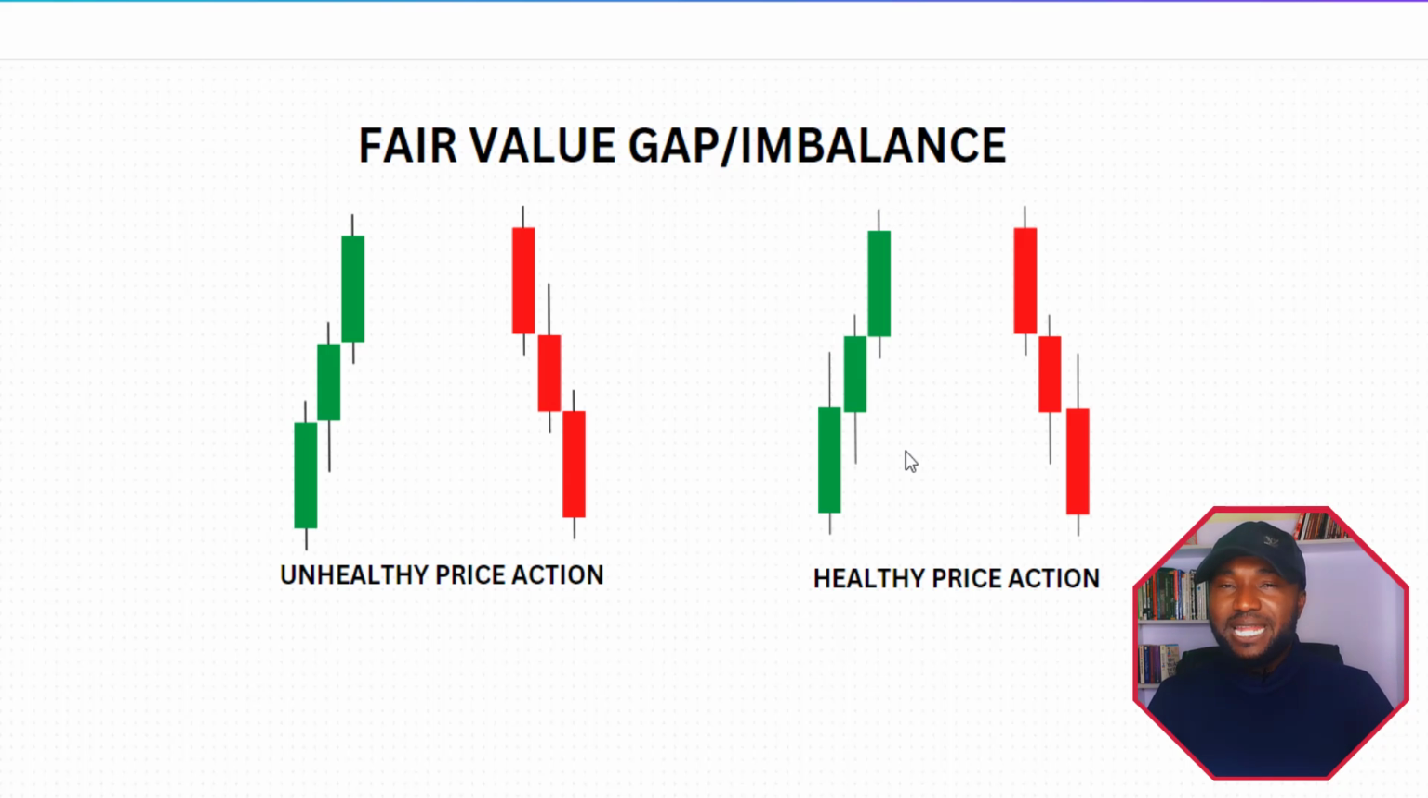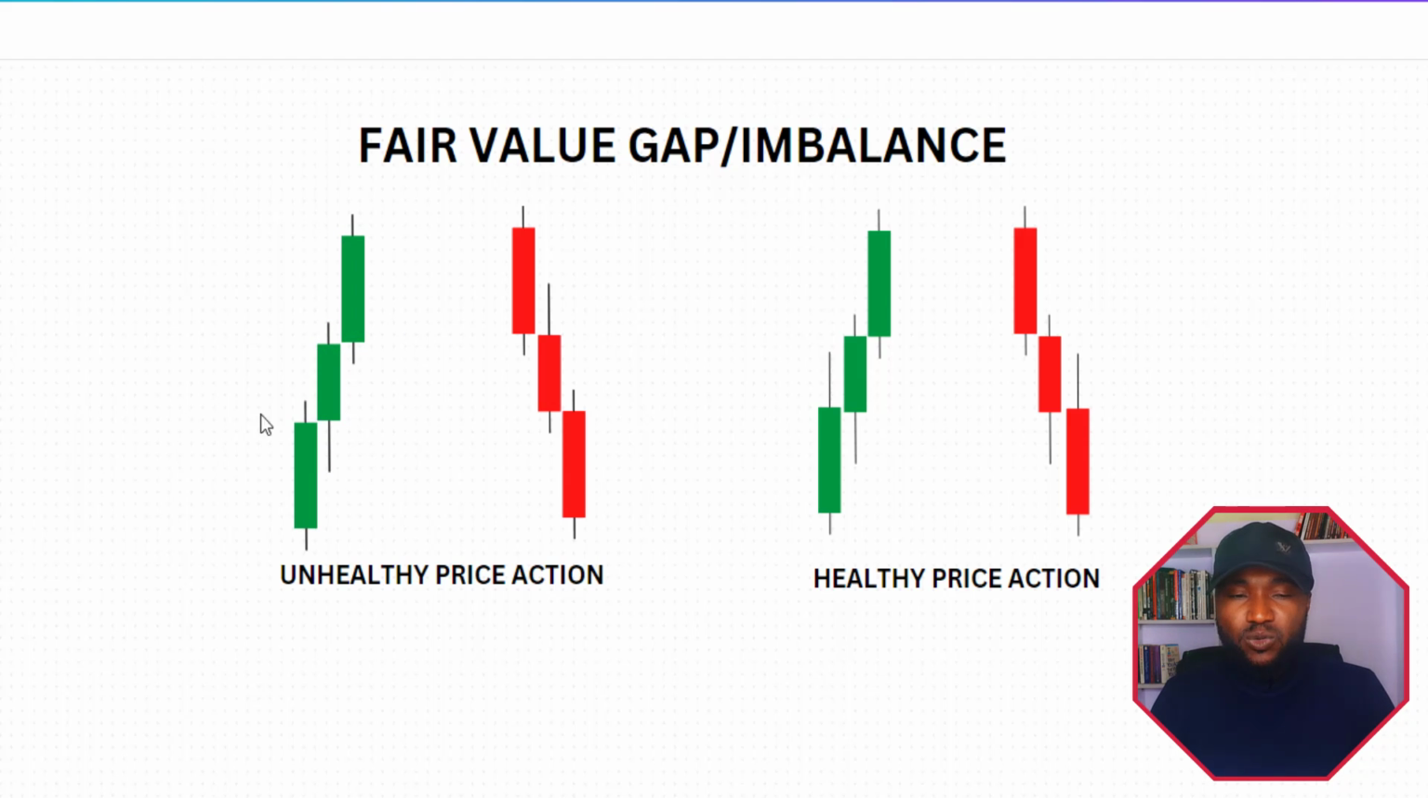Likewise, when we see this in a downtrend, we need to see that the low of this candle is linked with the high of this candle. This is a healthy price action. In a situation where we cannot see the high of this candle linked to the low of this candle, you cannot spot a fair value gap in between just 2 candles. You need at least 3 candles.